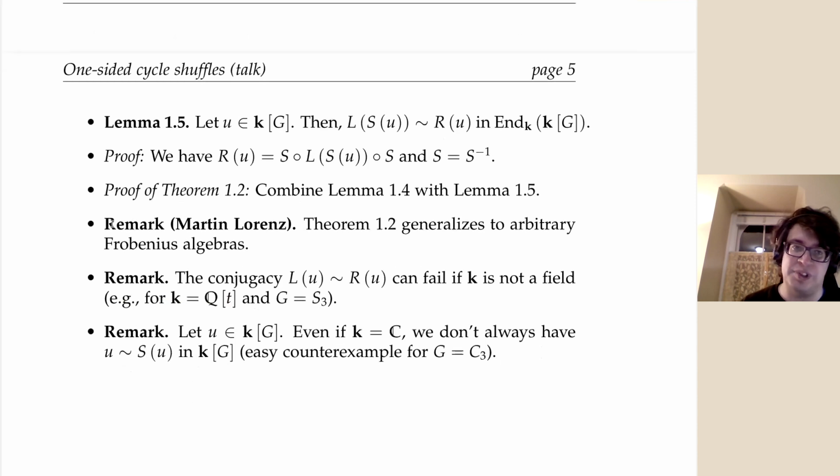By the way, most of this generalizes to arbitrary Frobenius algebras. So for now, we have been doing mostly abstract nonsense, a bit of linear algebra.